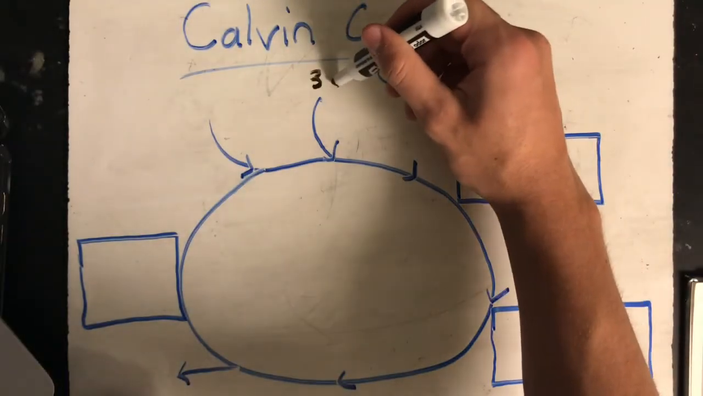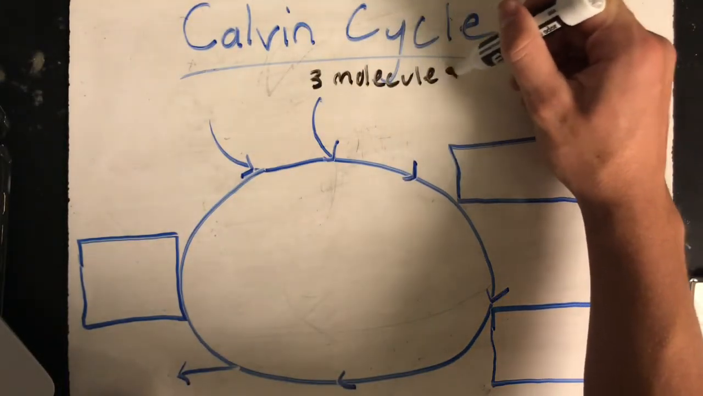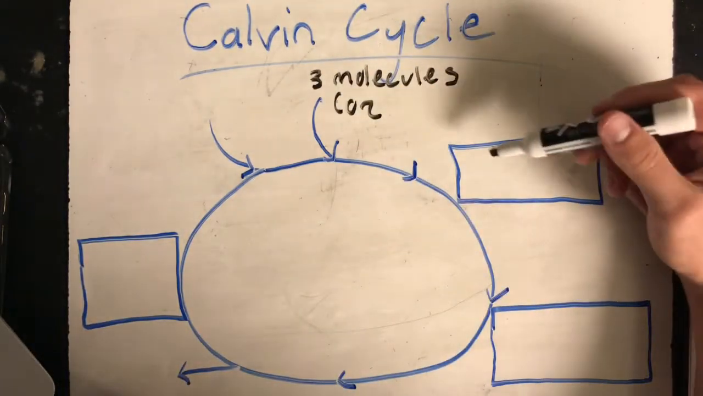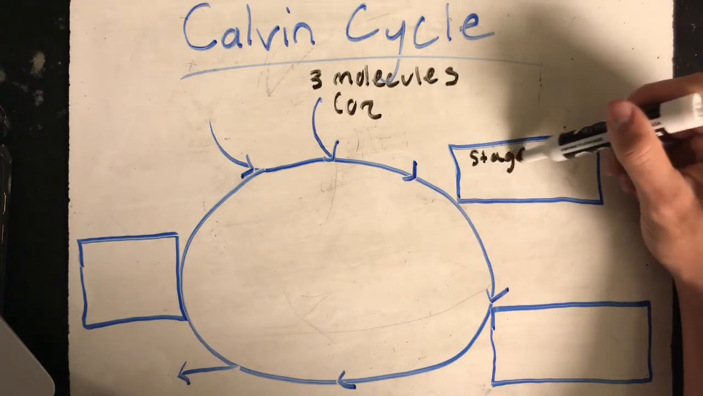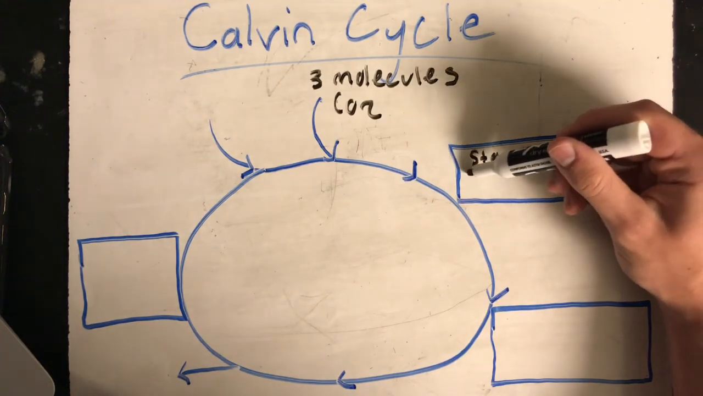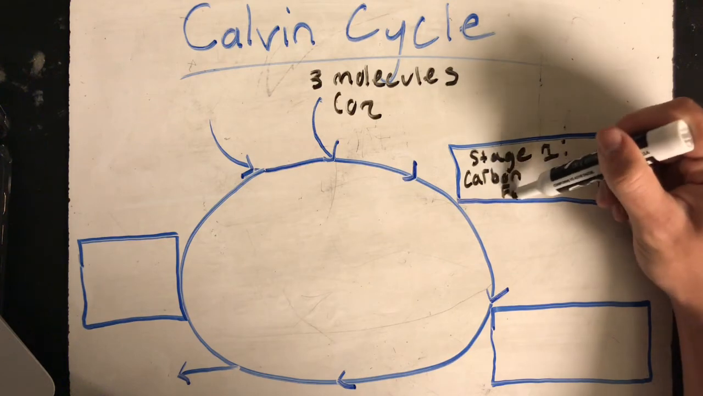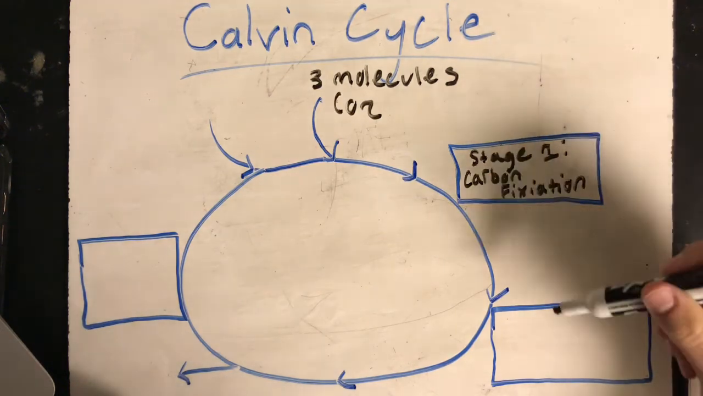Phase 1, carbon fixation. A CO2 molecule combines with a 5-carbon acceptor molecule, ribulose 1,5-bisphosphate. This step makes a 6-carbon compound that splits into 2 molecules of a 3-carbon compound.